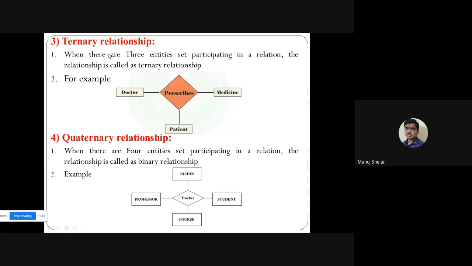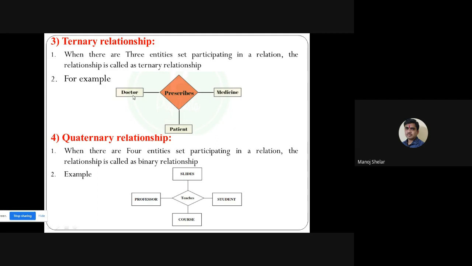Ternary relationship means when there are three entity sets participating in a relation. When three entity sets participate in a relationship, the relationship is called a ternary relationship. For example, a doctor prescribes medicine and the doctor prescribes to a patient. So here entity 1, entity 2, and then entity 3.